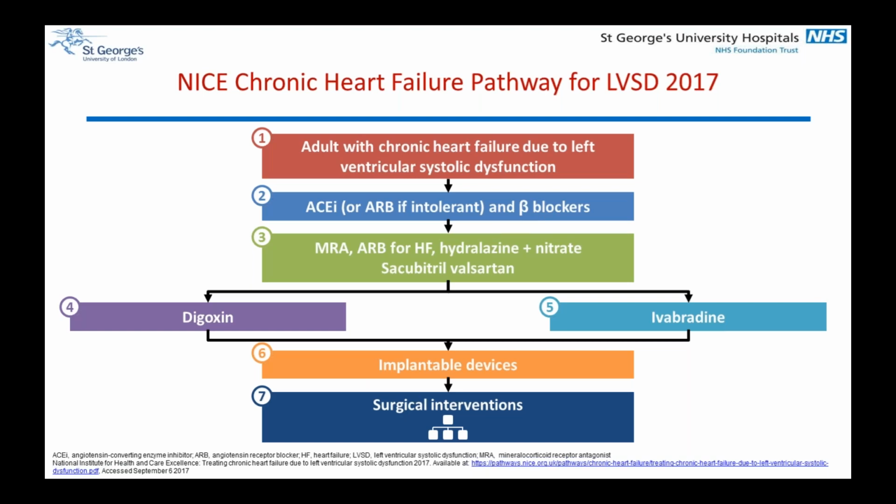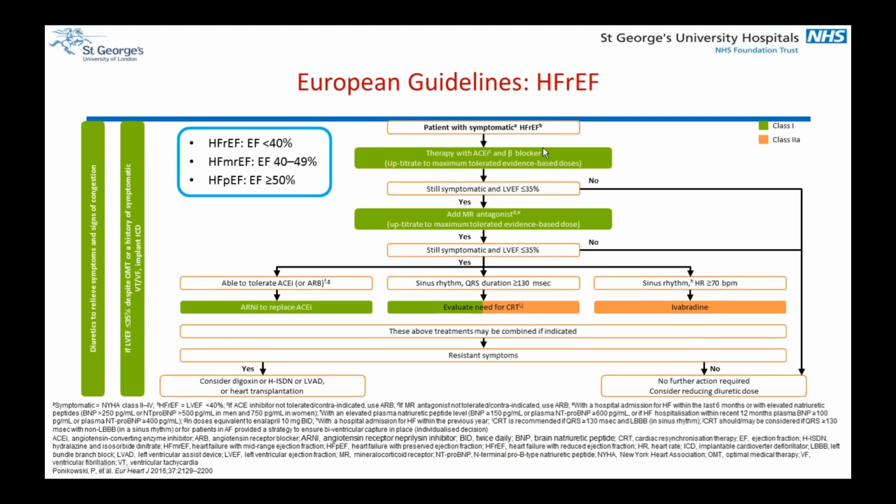It is very similar in the European guidelines, which talk about ACE inhibitors and beta blockers as the first step in treatment of all heart failure patients, followed by mineralocorticoid receptor antagonists, and then the devices as necessary, or valsartan-sacubitril, and ivabradine as the fourth step. So all of these we need to keep in mind when we are managing our patients with chronic kidney disease and heart failure.